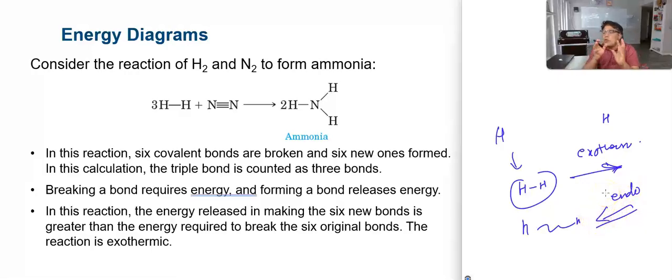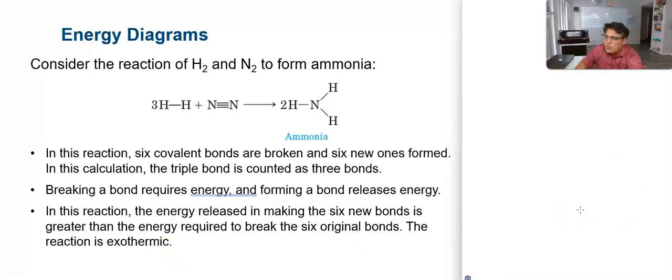So overall, which energy is more? If the energy required to break the bonds is more, the reaction will be endothermic. You will need energy, and it will consume energy for the reaction to happen. If the energy released in forming the bonds is more than that of bond breaking, then the reaction is exothermic. In this reaction, the energy released in making the 6 new bonds is greater than the energy required to break the 6 original bonds. That is why it is an exothermic reaction. So the total energy depends on how much energy you require for what is breaking and how much energy is released by what is forming. So remember that bond breaking consumes energy.